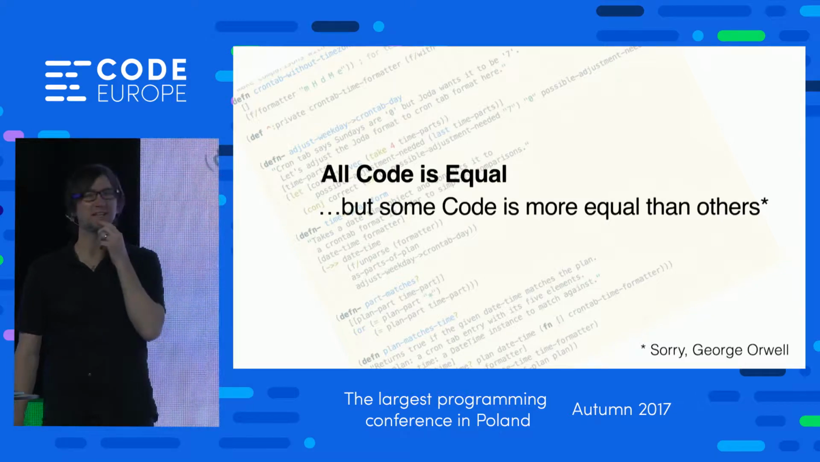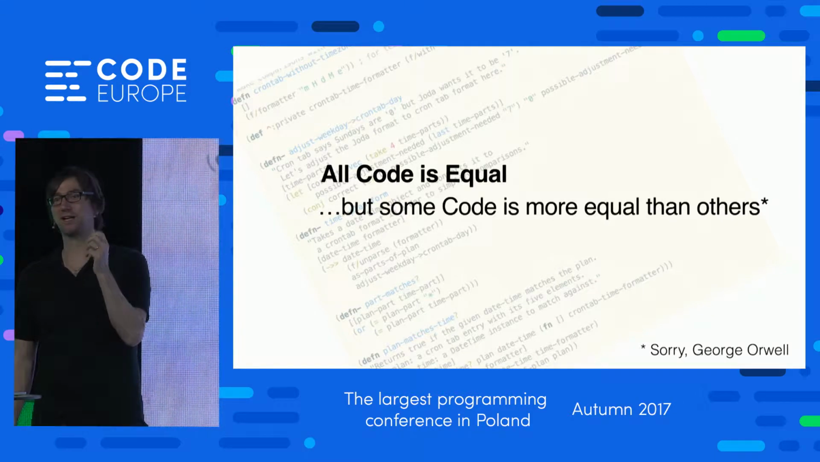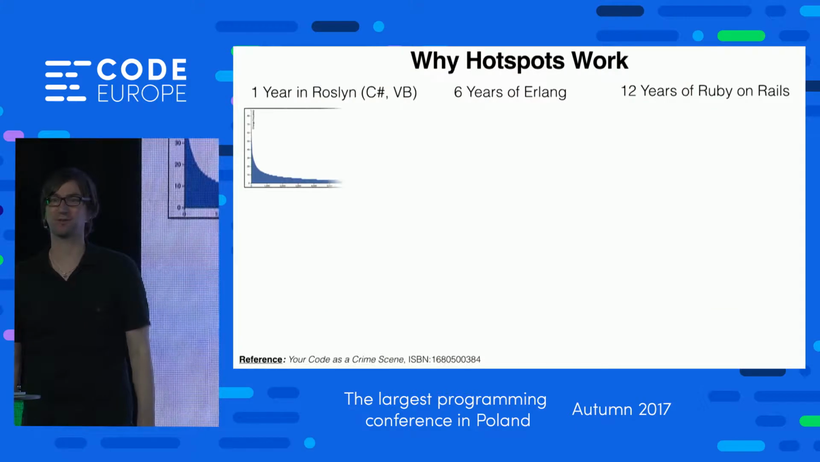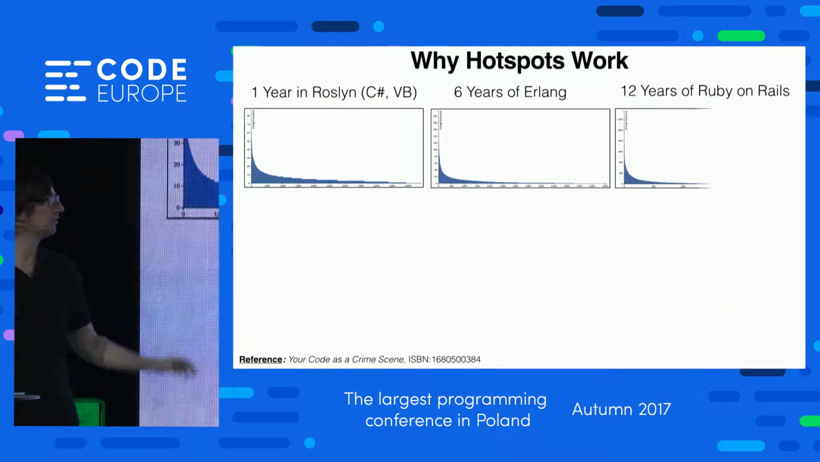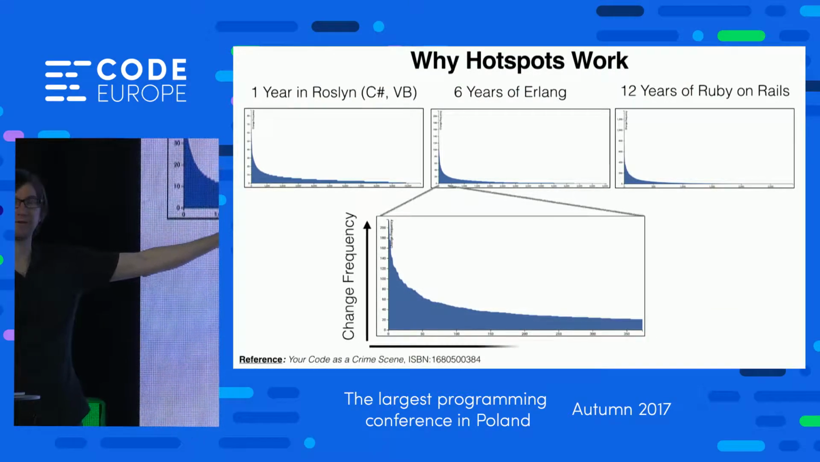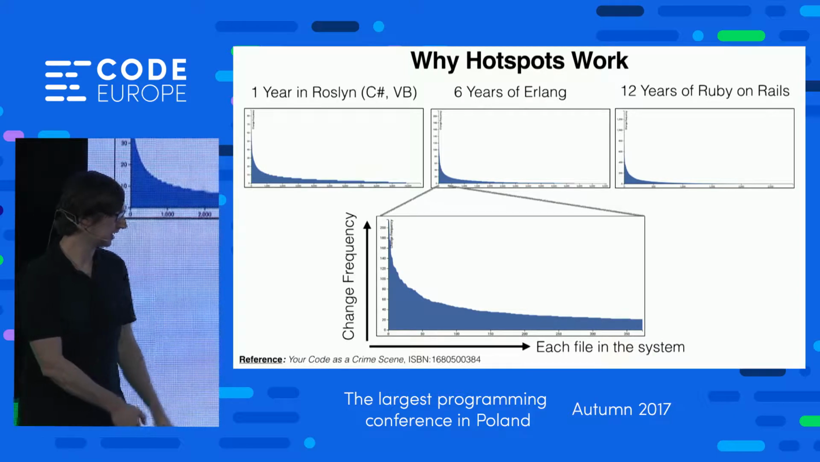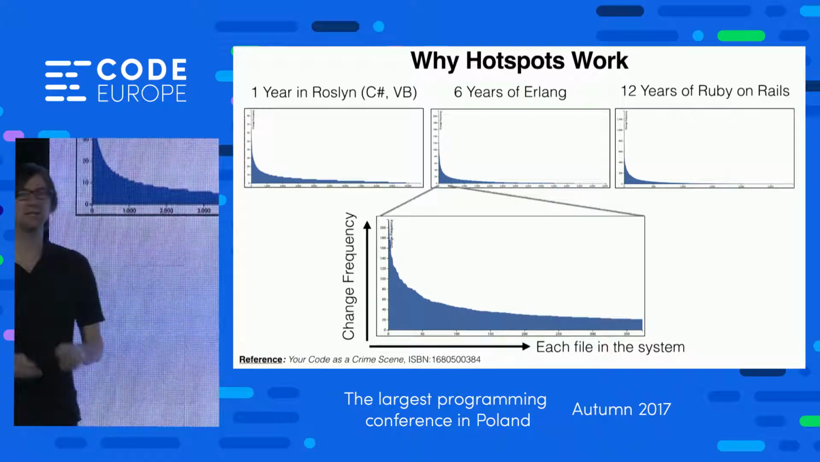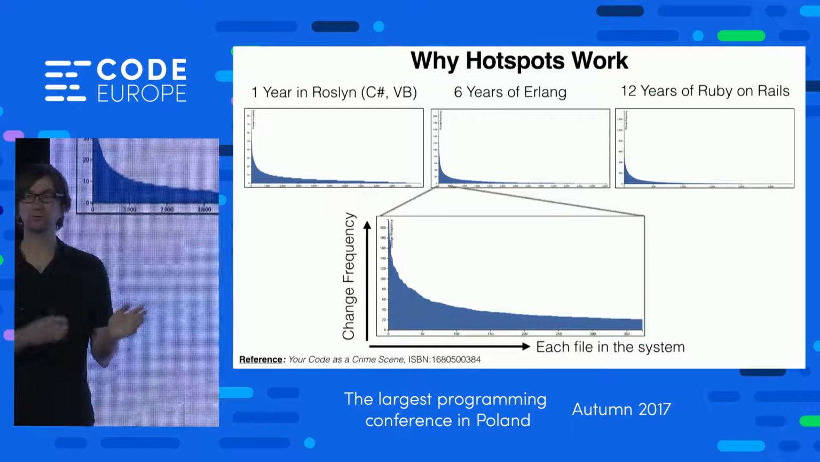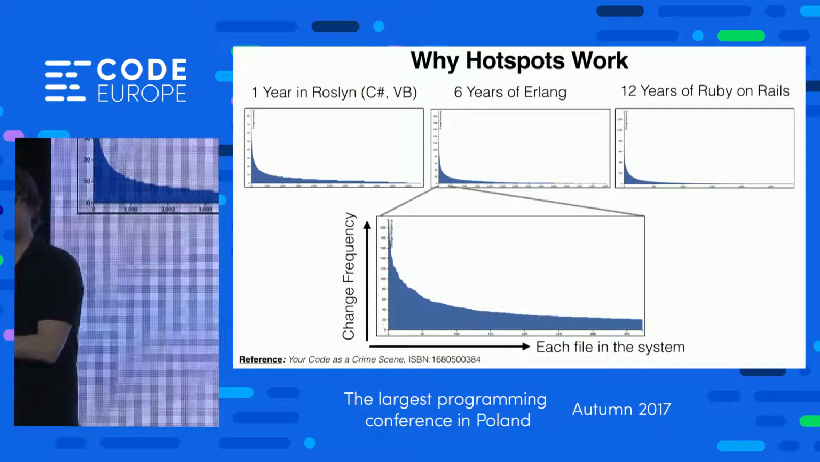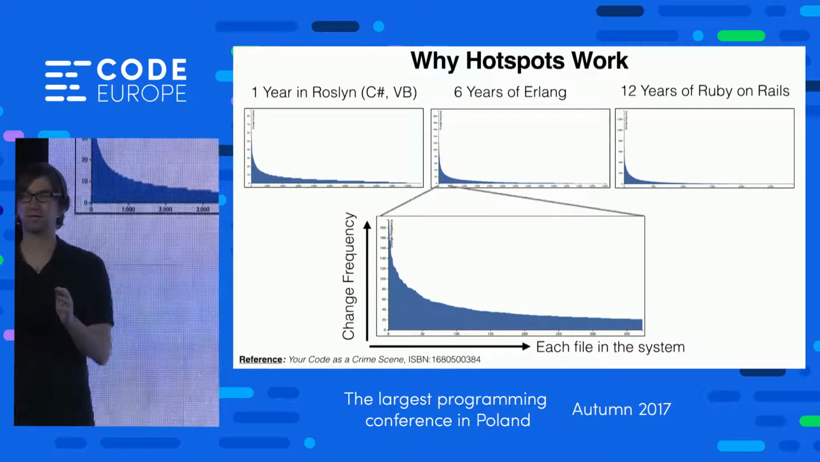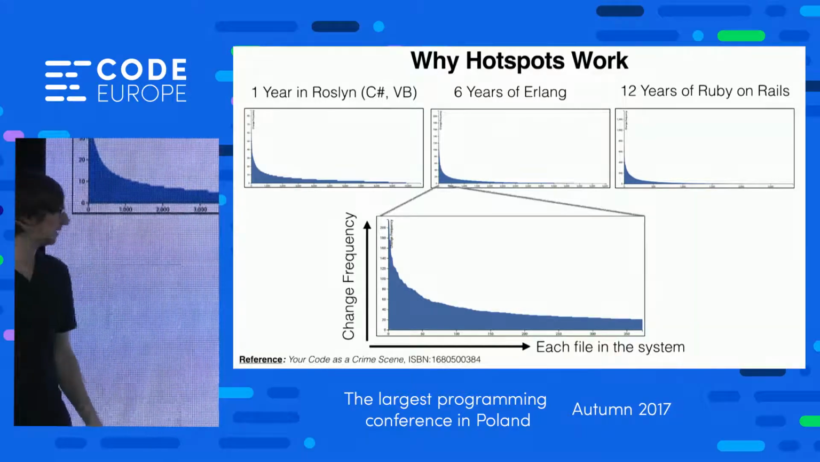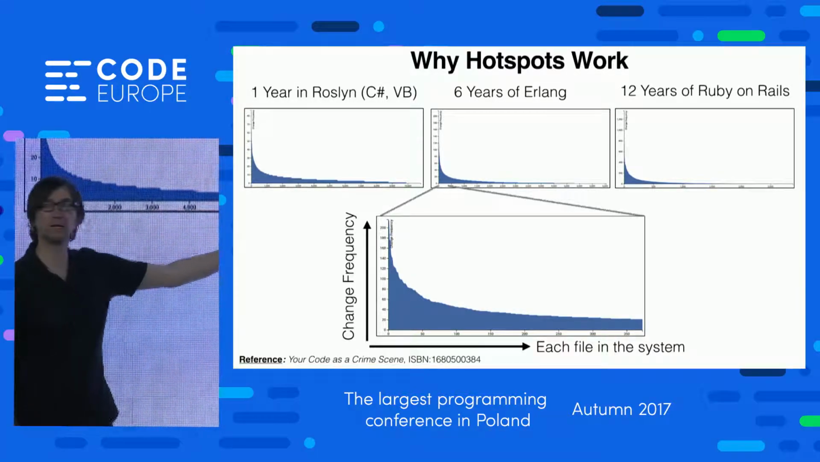Now, what did he mean about this? Well, I'm going to show you. Have a look at the following graphs. They all show exactly the same thing. Here on the x-axis, you have each file in the system, and they are sorted according to the change frequency. That is, how many commits have you done to that particular file? And the number of commits is what you see here on the y-axis.